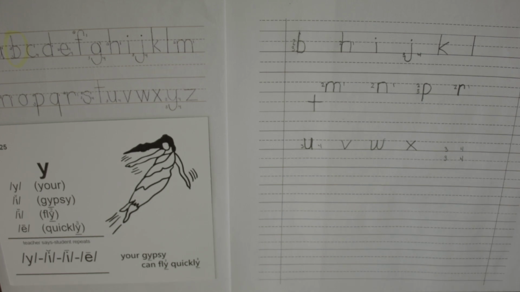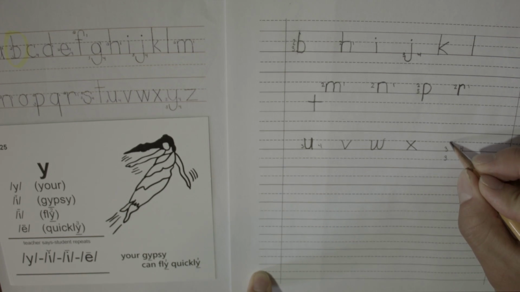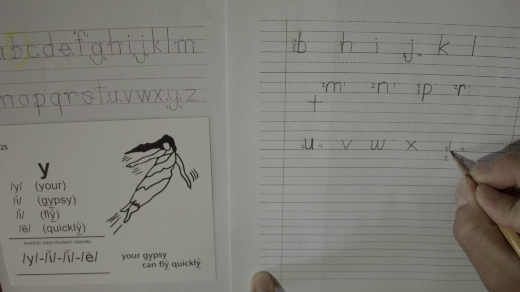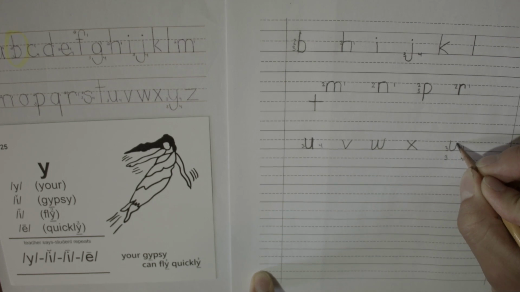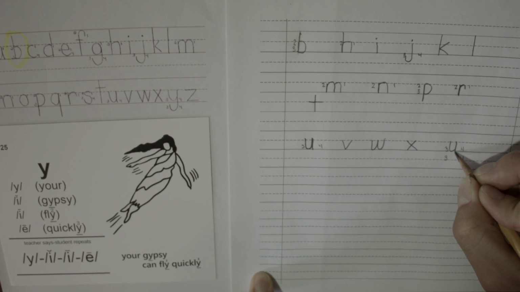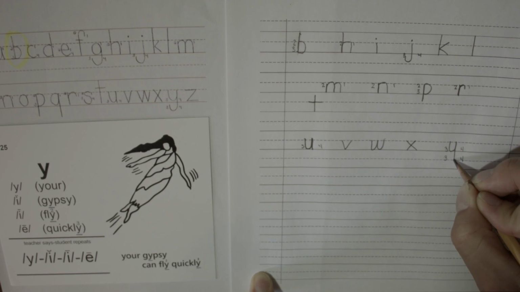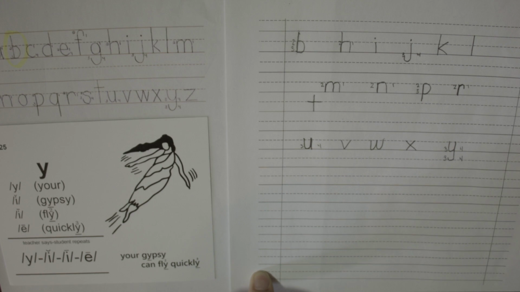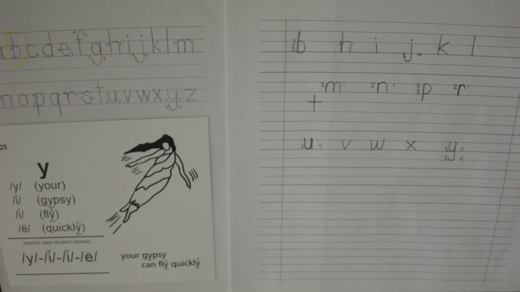So when you're writing this, you'll want to tell your students to start at the midline, go down to three, and then circle around past four, back up to the midline, and then go down to the baseline, way past the baseline, and circle that around, just like that. And that is y-i-e. Your gypsy can fly quickly.